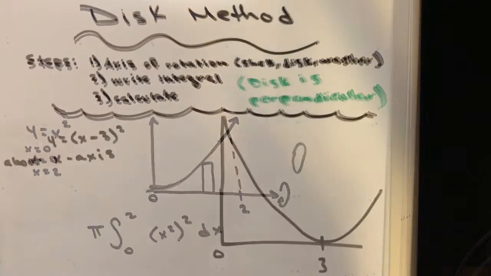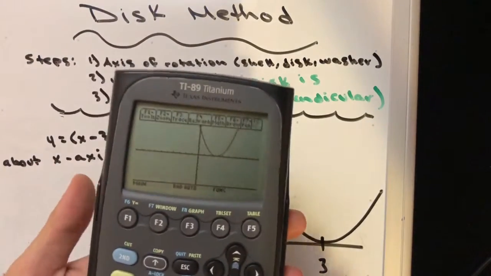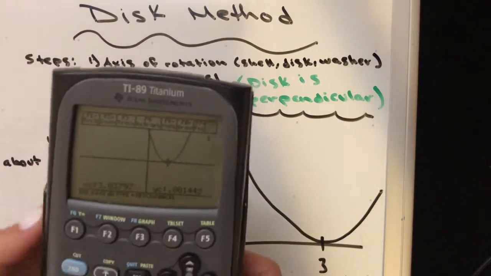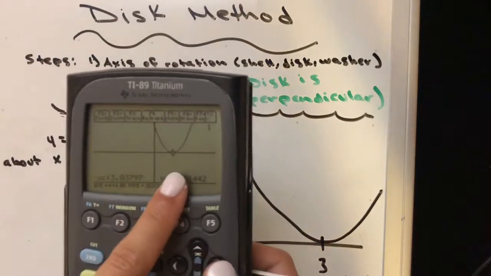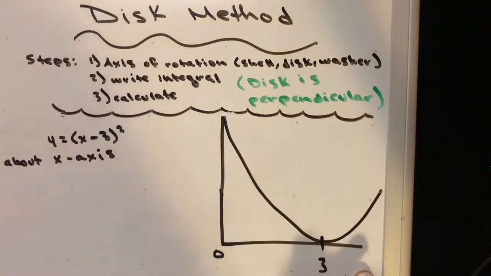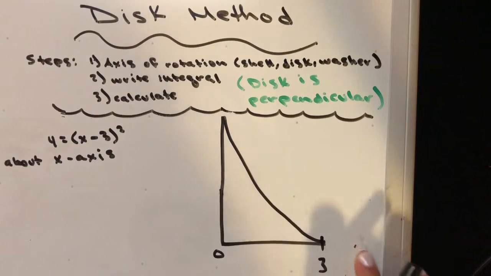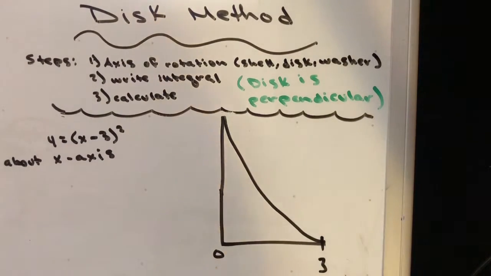So let's get started. Okay, so the next curve we're going to be working with is y equals x minus 3 squared. I went ahead with my graphing calculator and graphed it. If I press F3, I can follow the curve and find that at the point 3, it'll hit the x-axis. So it'll be (3, 0), which means that I can basically go ahead and forget about everything to the right of 3, right? So this is what we're working with.